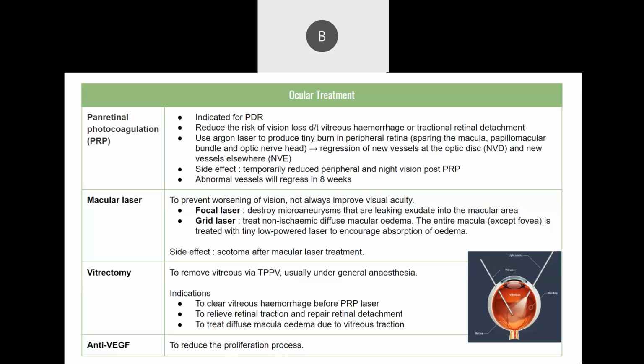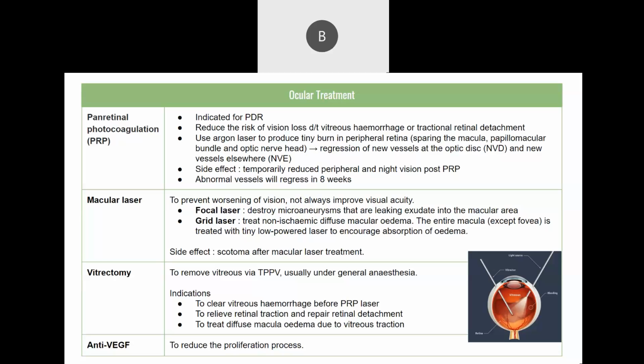Next is vitrectomy. This is a specialized procedure whereby the vitreous is removed via a transpars plana incision or TPV. The indications for vitrectomy are to clear the vitreous hemorrhage so that the surgeon can visualize the retina and apply the PRP laser. Also to relieve the retinal traction and repair the retinal detachment. And the last one is to treat the diffuse macular edema due to vitreous traction.